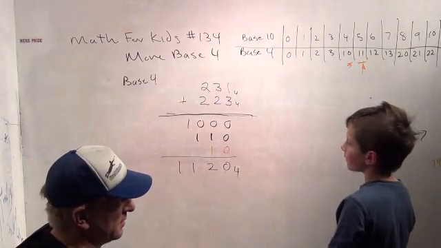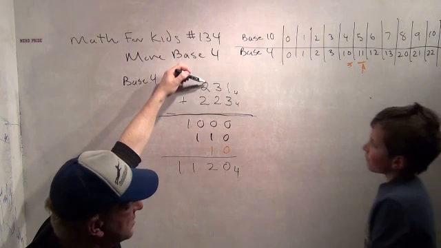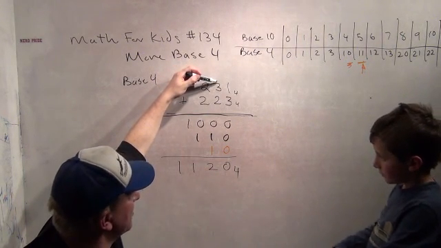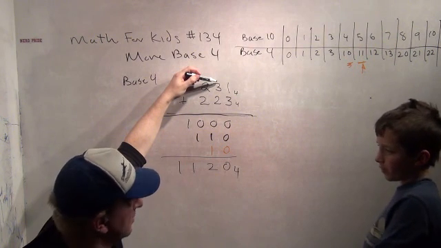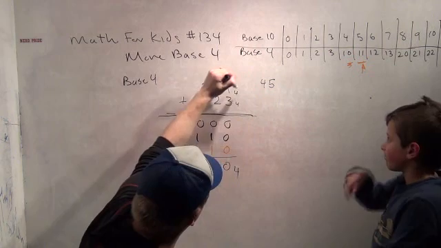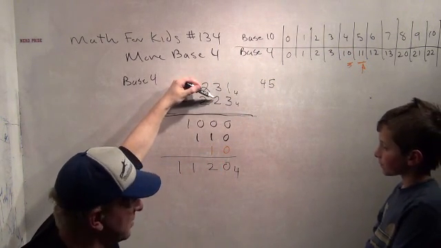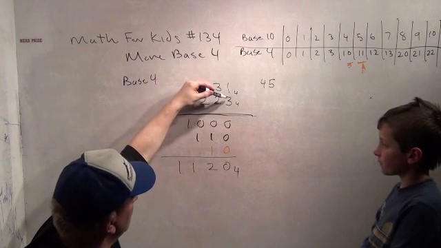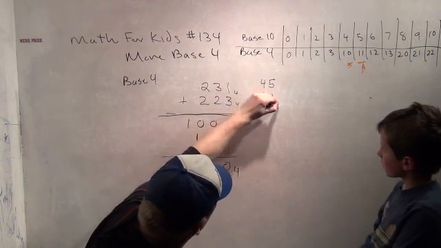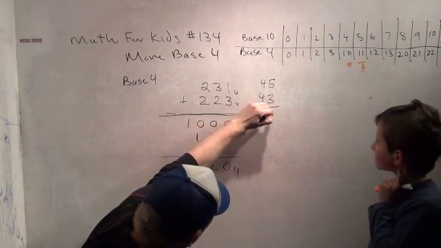Now should we check? Yep. Okay, I'm going to check this one a little bit faster. 2 times 16 is 32, plus 3 times 4, which is 12. So it's 32 plus 12, is 44. Plus 1 is 45. Okay, so that number is 45. 2 times 16 is 32. Plus 8 is 40. Plus 3 is 43. Okay. And what's 45 plus 43? It's going to be 88. Okay, so this is 88.